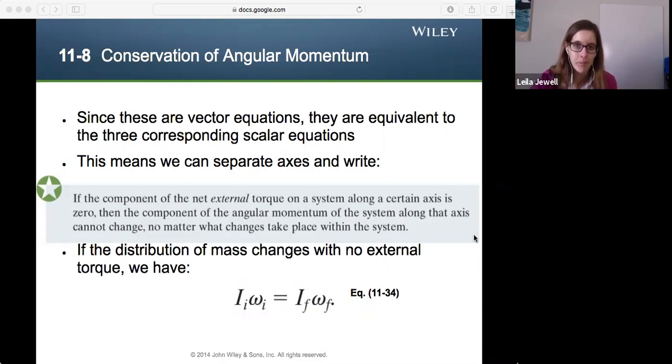Sweet. Now, something that will happen in a number of examples is that it's possible to have the distribution of mass change with no external torque. And that brings us to this equation: the initial rotational inertia times the initial angular velocity is equal to the final rotational inertia times the final angular velocity. We're going to see some examples that highlight this, but this is another one of those key equations that really pops up quite a bit. So I hope you'll keep it in mind.